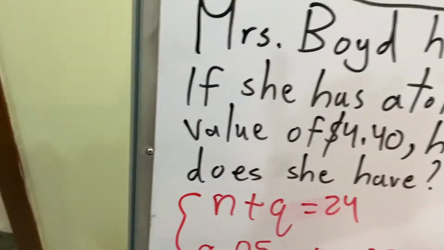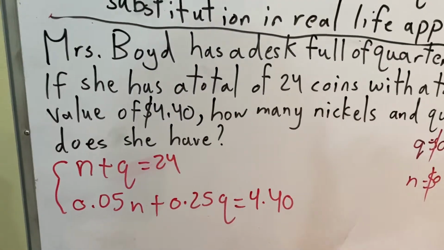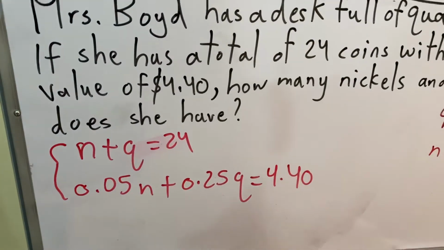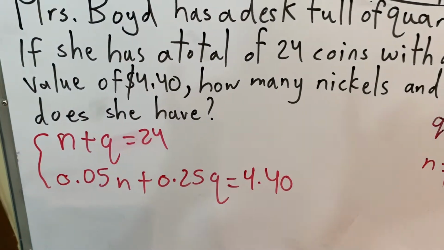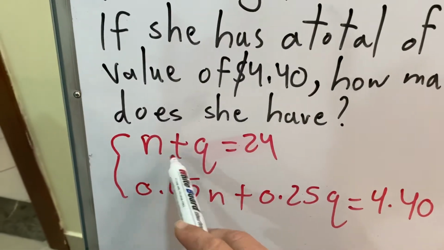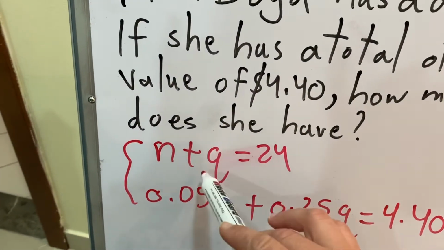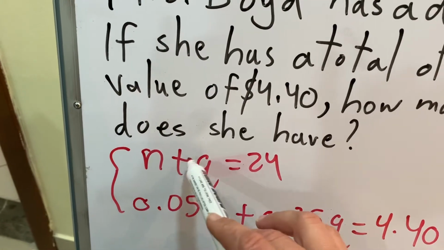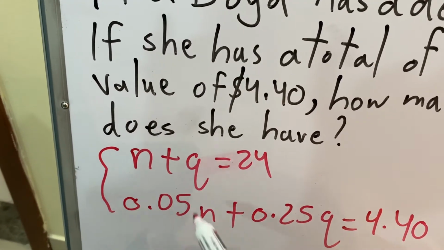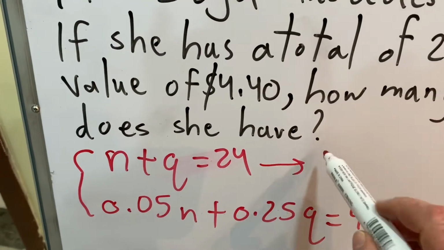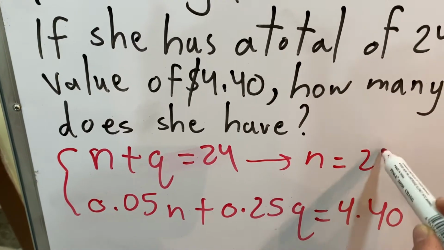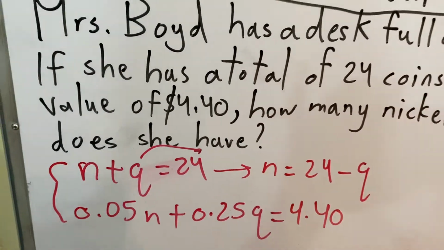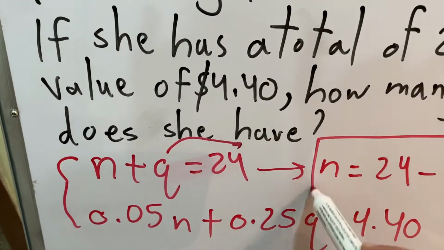I need to solve systems of linear equations. I will choose to solve them by substitution. If I need to solve by substitution, I have to isolate one of these equations. I will choose to isolate either N or Q. Why? Because there is a coefficient of 1 beside them here. So I isolate either N or Q because both of them have a coefficient of 1. So I will decide to isolate N equal 24, and the Q is positive, it will go negative, minus Q.